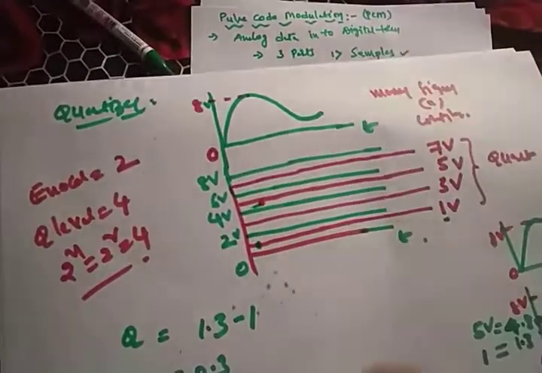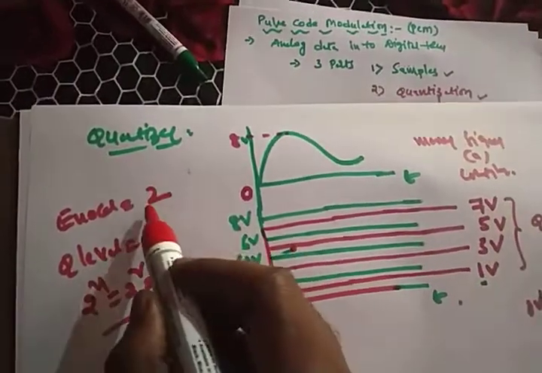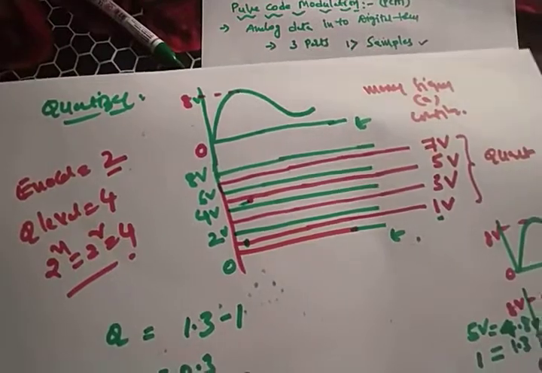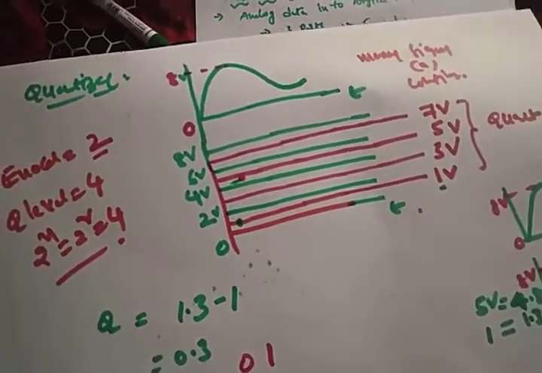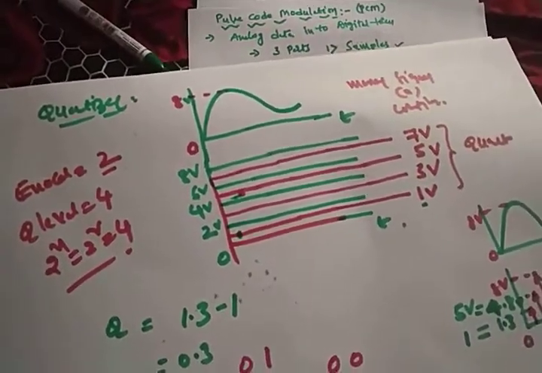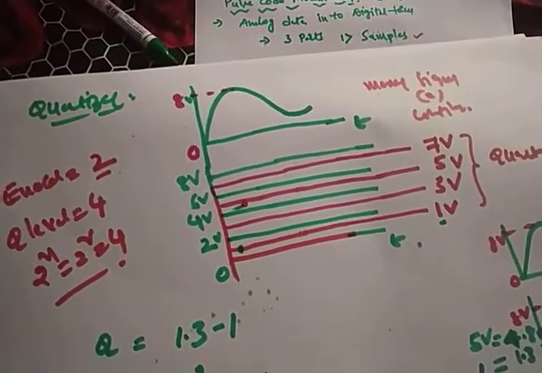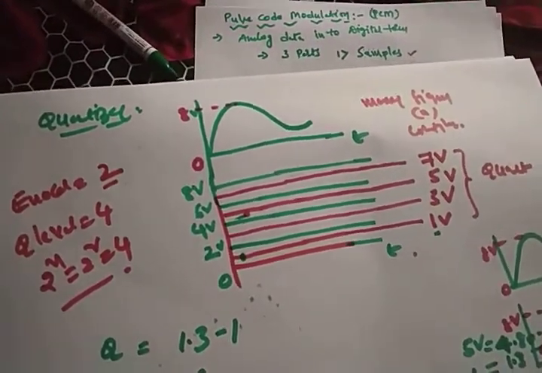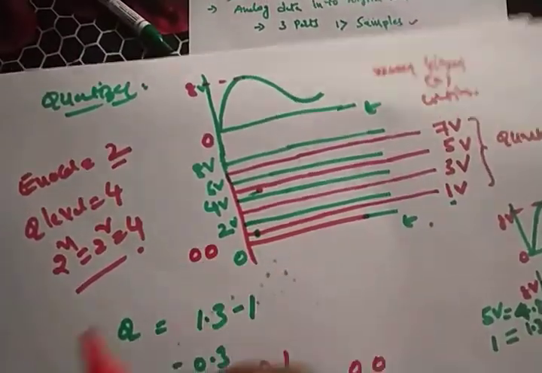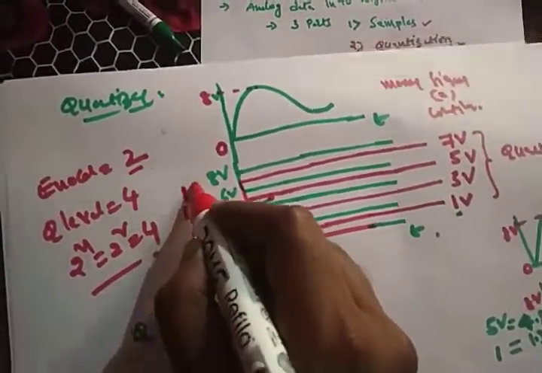Now, okay, quantization levels are over, then we'll move to the encoder. So for the encoder, how many bits? 2 bits. With 2 bits, how many combinations will be present? For 2 bits it is 0, 1. So the combinations are 00, 01, 10, 11. So how many quantization levels? 4 levels. For these quantization levels, your encoder will specify a value for each quantization. So the first value, for 1 volt quantization, is 00. Then 01, 10, 11.